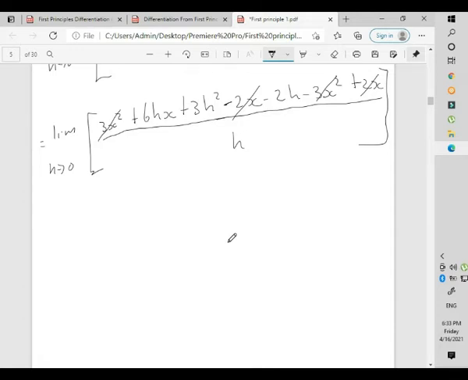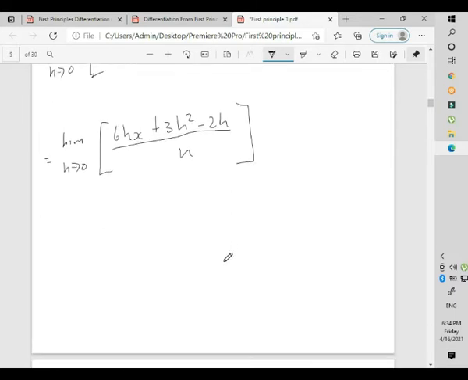So next here now, the limit as h tends to 0, I have 6hx plus 3h squared minus 2h, and this is all being divided by h. This is a trick that I could probably show you. Whenever I have something remaining, I would put an asterisk over it as an indication that these are what I actually need to write down as I continue my problem.